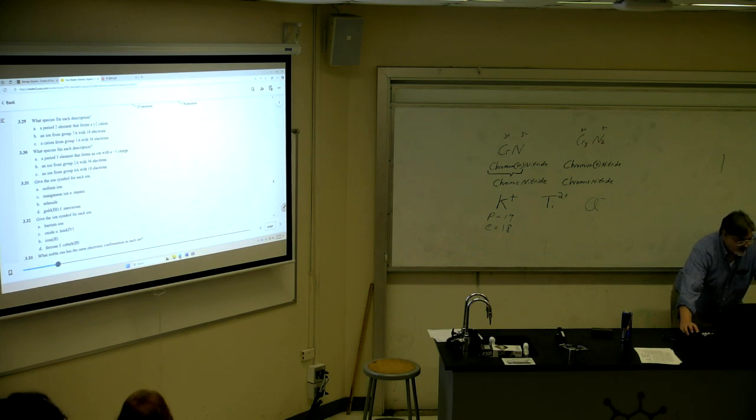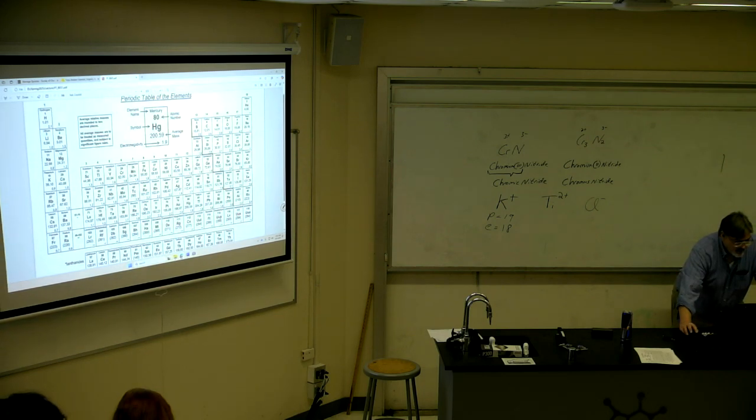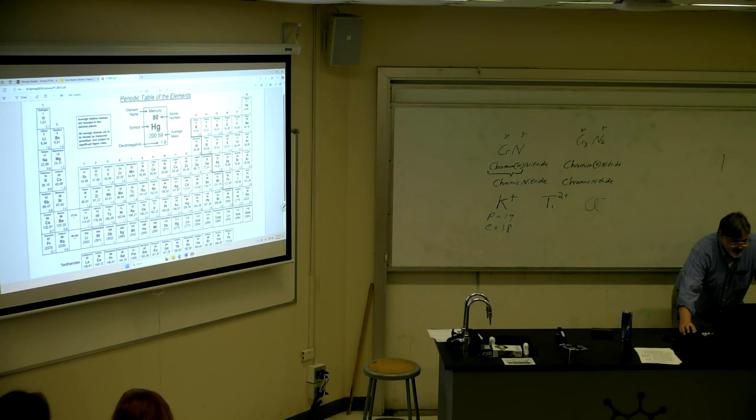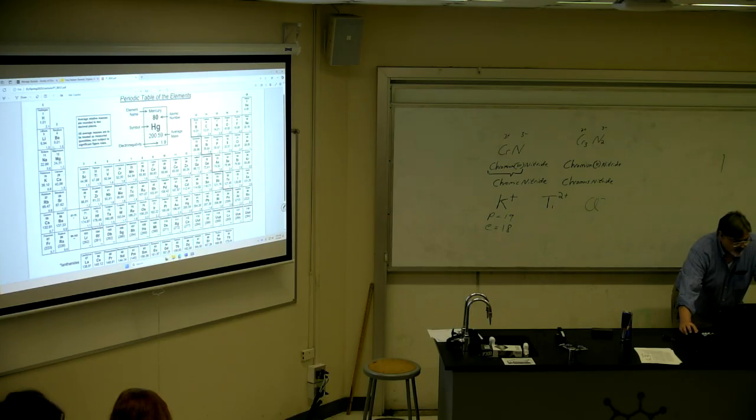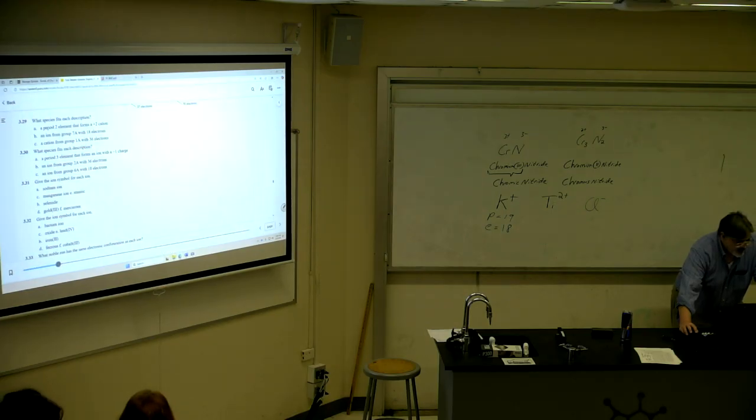Period 2 element that forms a plus 2 cation. Period 1, this is the first period, there's only 2 atoms in it. And the second period, that is the second row. The plus 2 ion that you'll get from this row is beryllium. So what is a period 2 element that forms a plus 2 cation? That one's going to be beryllium.